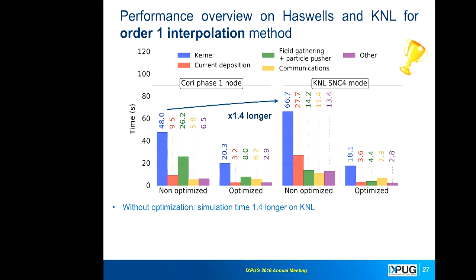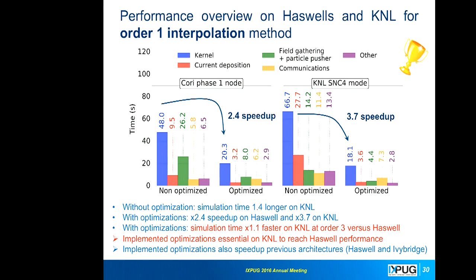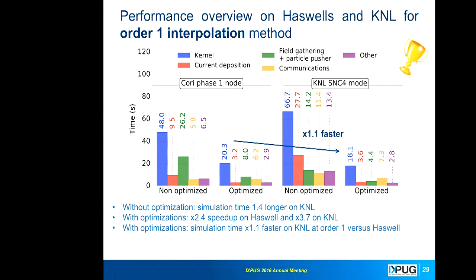What we can see first is that without all the optimizations we have made, simulation time is 1.4 times longer on KNL than on Haswell, for the original code, I would say. Then, thanks to the different optimizations, we can get a speedup of 2.4 on Haswell, but 3.7 on KNL. And with the optimization, at the end, KNL performs better than Haswell for the order 1 interpolation. Here it's only for order 1 interpolation.